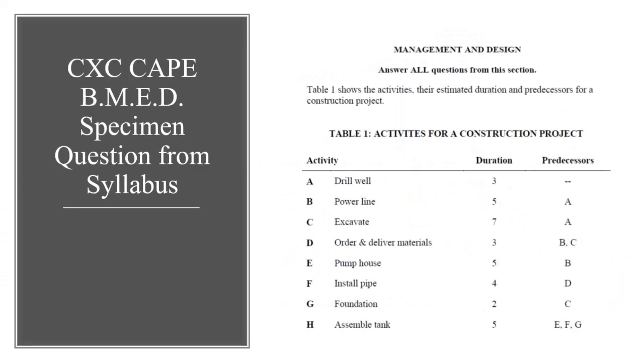To get us through these calculations, we're going to be using the specimen question from the CXC BMED syllabus. This question can be found at the back. It says Table 1 shows the activities, their estimated duration, and predecessors for a construction project. In the table, you see the activities labeled from A to H, with duration and the predecessors. So let's go through the questions now.